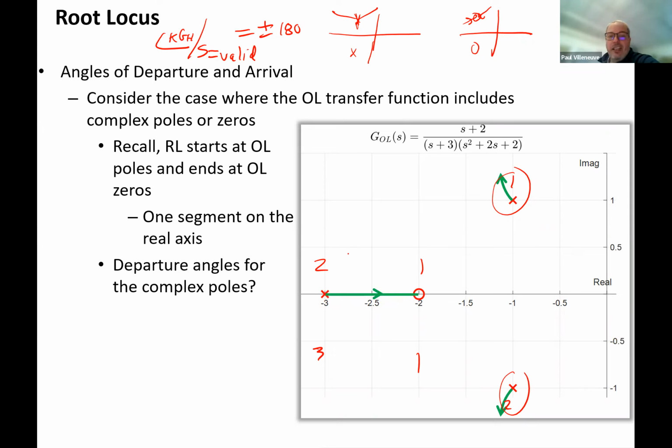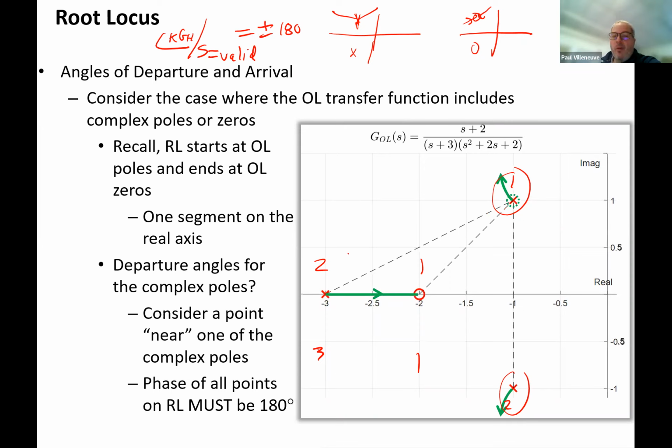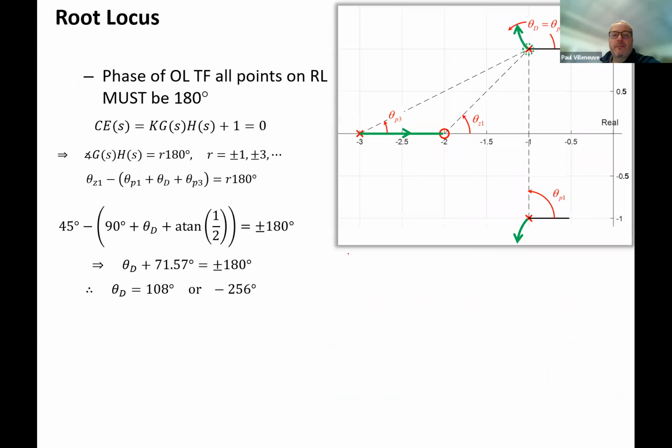And now we're going to calculate our departure angles, and we're going to pick a point that is near one of the complex poles. And our points, again, must be equal to 180 degrees. So for this point here, we know that our theta for P1 is going to be calculated based on that direction. What about the departure for P2? So let's keep going.